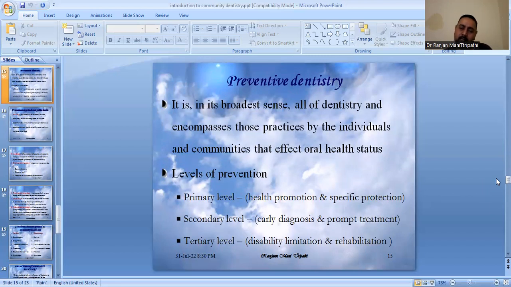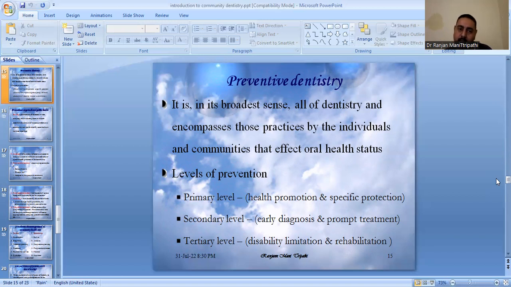Now, preventive dentistry, if you talk about this, it is in its broadest sense all of dentistry and encompasses those practices by the individuals and communities that affect oral health status.